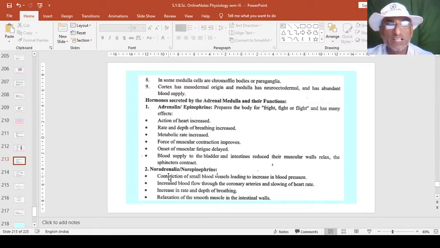Second is noradrenaline or norepinephrine. So its effects are constriction of small blood vessels leading to increase in blood pressure.